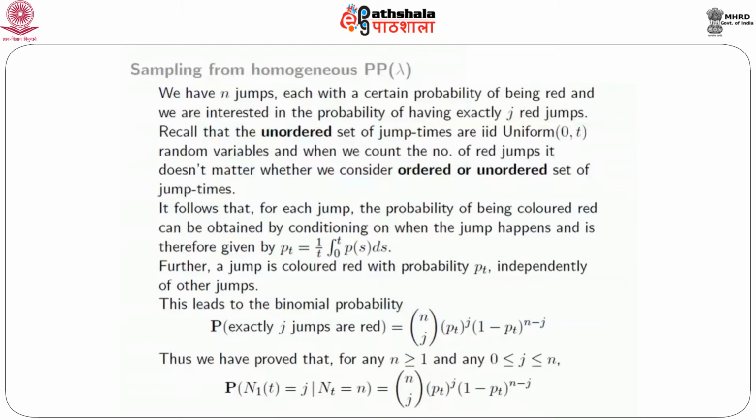So this leads to the binomial probability that exactly j jumps are red: n choose j times pt to the power j times 1 minus pt to the power n minus j. Therefore, what we have proved is that for any n greater than or equal to 1 and any j between 0 and n, the conditional probability that N1t equals j given Nt equals n turns out to be n choose j, p sub t to the power j, times 1 minus p sub t to the n minus j.